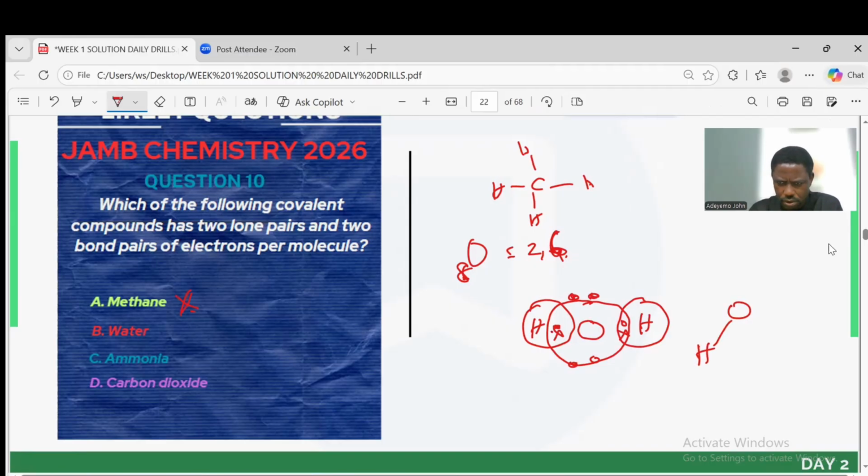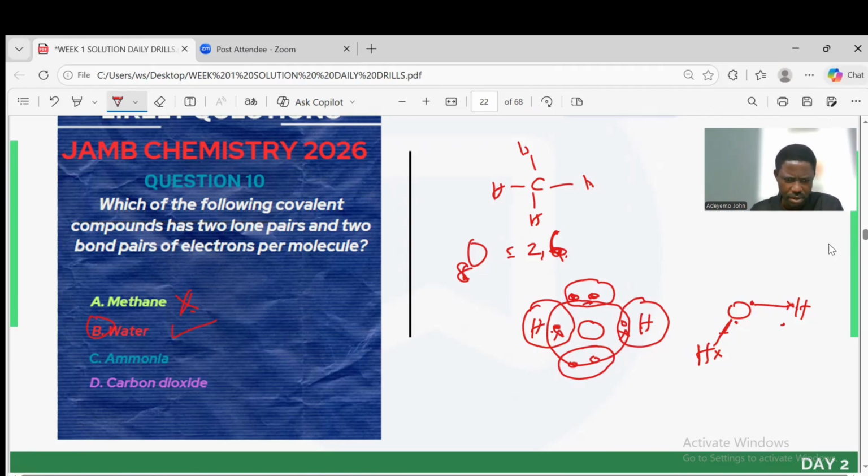O bonds with hydrogen, and because this line bond takes 2 electrons, the covalent bond has one from the hydrogen and one from oxygen. This second one is one from oxygen and one from hydrogen. Then you see these electrons are not used in forming a bond. They are called lone pairs. So these are 2 bond pairs and 2 lone pairs, and that is water as an example.